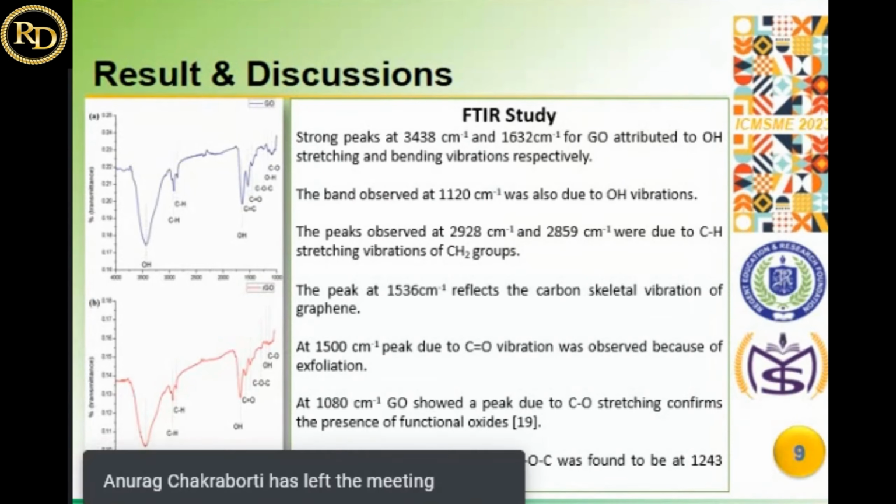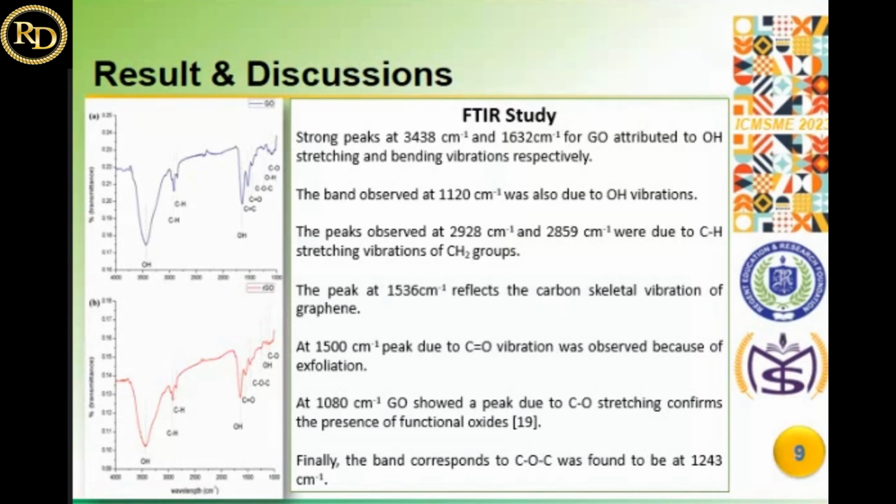If we discuss a few of them, the peak observed at 1120 per centimeter is due to hydroxyl ion vibration. The peaks at 2928 per centimeter or 2859 per centimeter are mainly attributed to the carbon-hydrogen stretching vibration of the amino group. There are various chemical assignments for each of the peaks, and we have tallied with the literature and found that these are the phenomena which can occur due to the presence of graphene oxide or reduced graphene oxide. Same here also, the blue one is for graphene oxide and the red one is for the reduced graphene oxide.